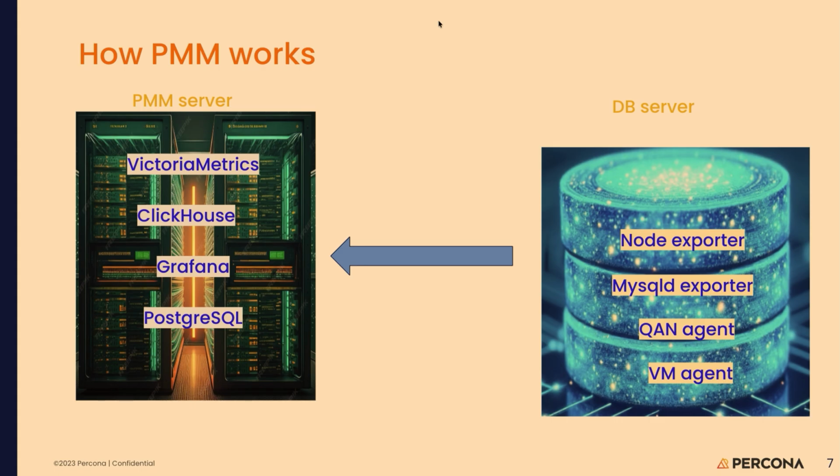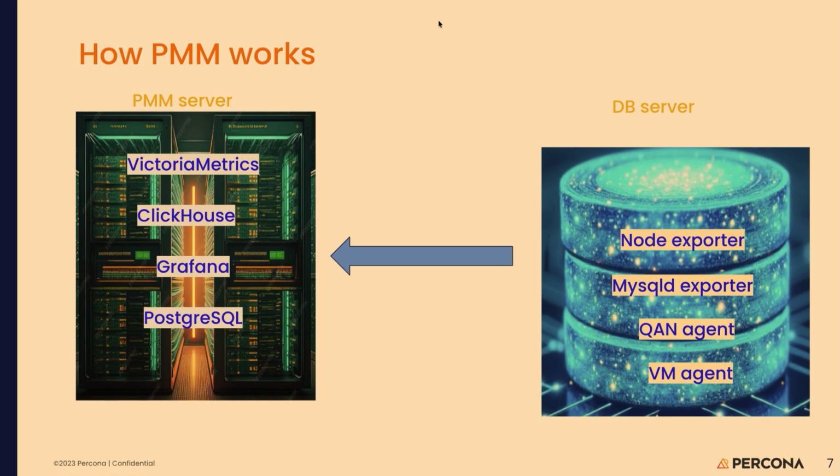This is how PMM works. Basically, it's a client-server topology. On the DB server, the PMM agent is running. On the PMM server, some databases will be running. The agent on the DB server keeps collecting the data and sends it to the PMM server. The PMM server acts as a central brain, and it stores, analyzes, and visualizes the data.